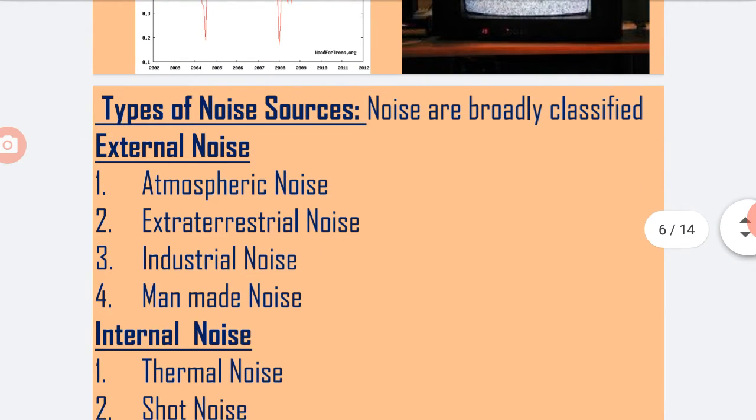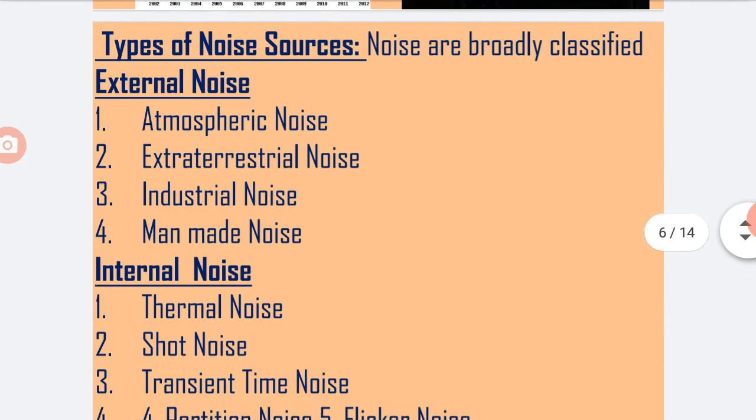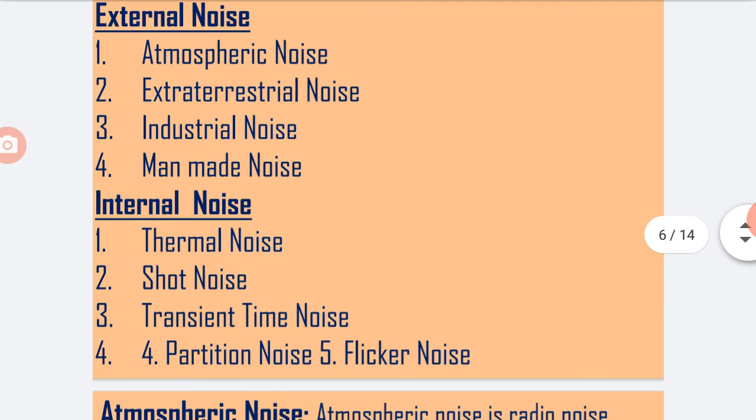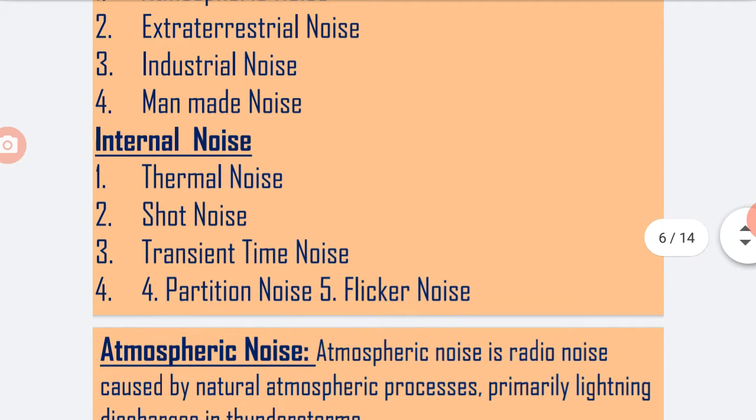So noise is broadly classified as external noise and internal noise. In external noise, there are atmospheric noise, extraterrestrial noise, industrial noise, and man-made noise. In internal noise, there are thermal noise, shot noise, transit time noise, partition noise, flicker noise, etc.